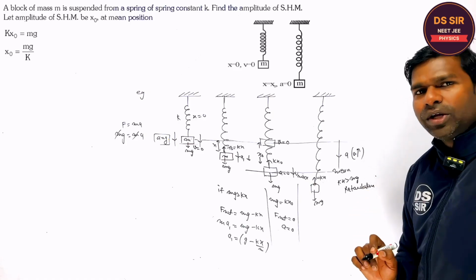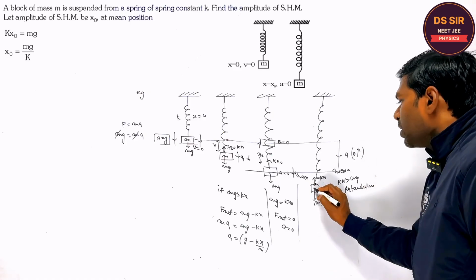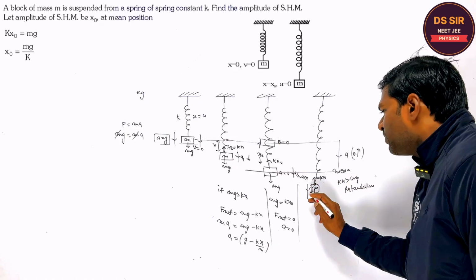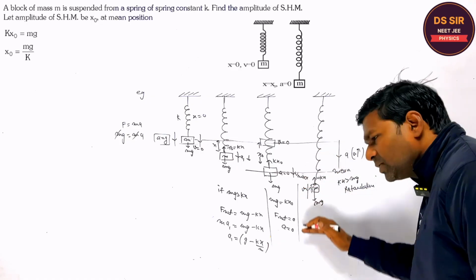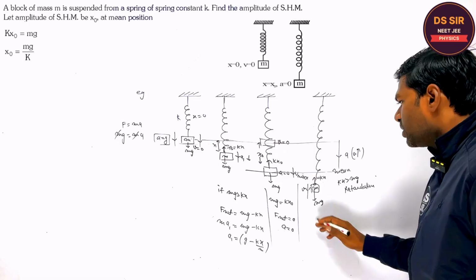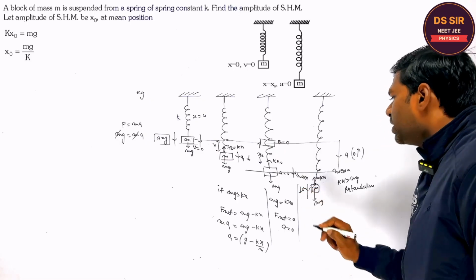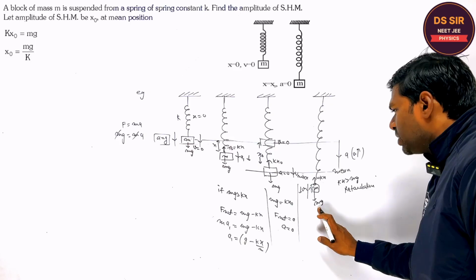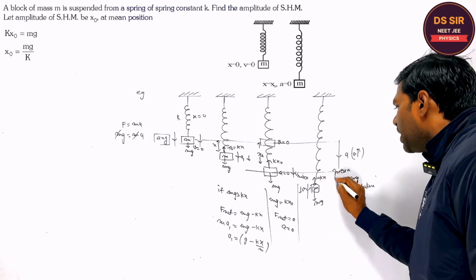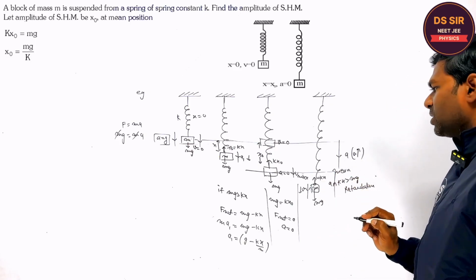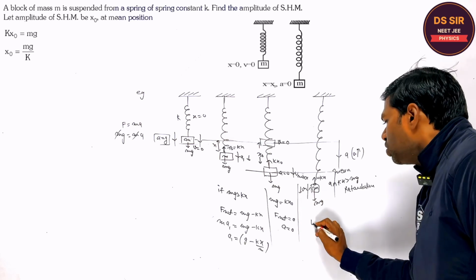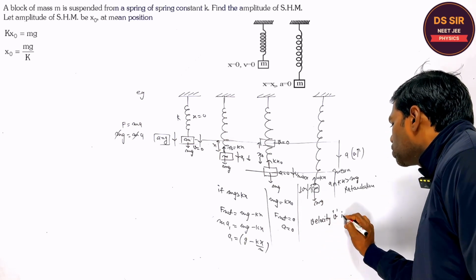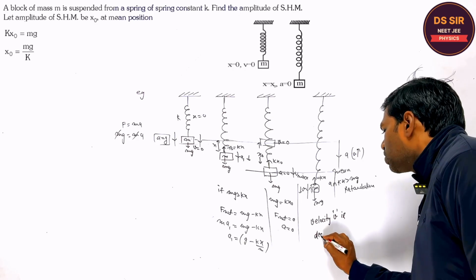Are you getting or not? Retardation occurs, meaning the velocity is v on this side, but it is reducing. Why? Because kx is greater than mg, and the acceleration is on this side. The velocity is continuously reducing, decreasing, you can say.